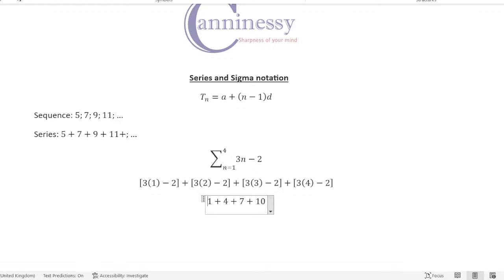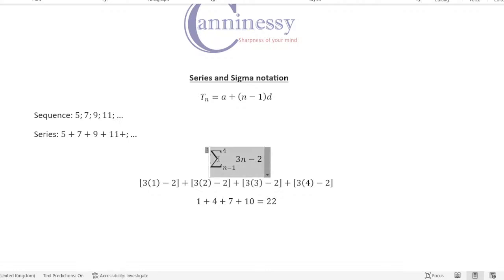So here we'll have 1 plus 4, that is 5. 5 plus 7, that is 12. 12 plus 10, that is 22. So our sum will be 22. Here we are evaluating, we wanted the sum. What will be the sum of this? So the sum will be 22.